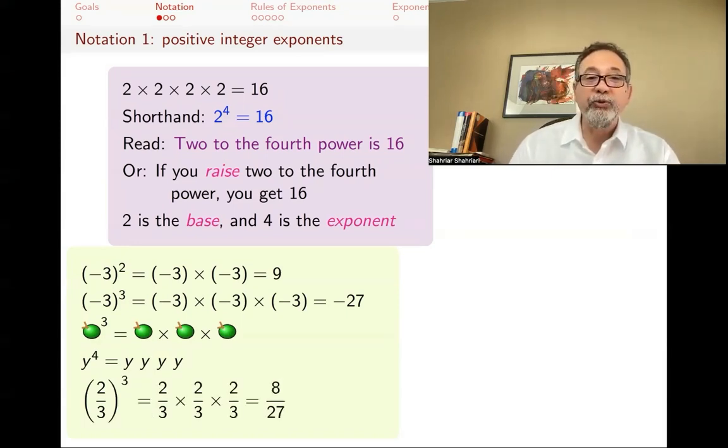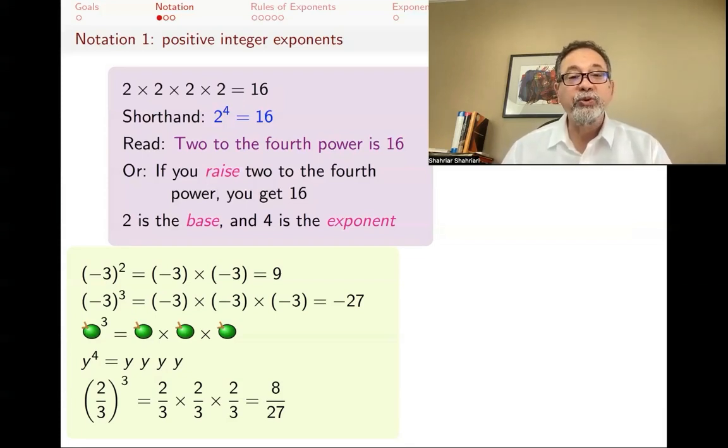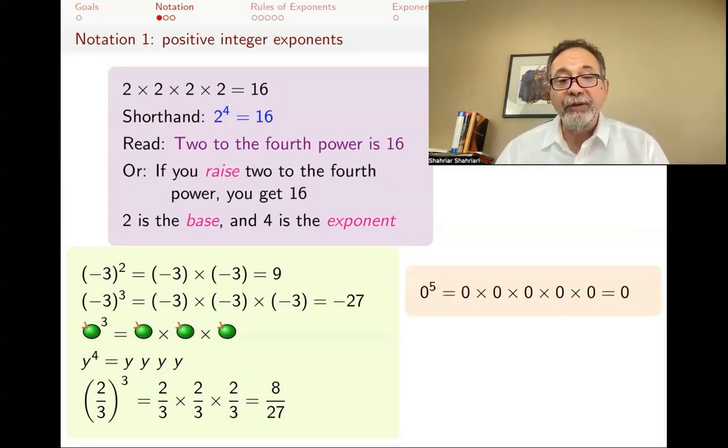When you have fractions and you multiply them, you just multiply the numerators straight up and the denominators straight up. The numerator is 2 times 2 times 2, which is 8. 3 times 3 times 3 for the denominators is 27. So you get 8 over 27. What's 0 to the 5th? Well, that's just 0 times 0 times 0 times 0 times 0, 5 times, and that's a 0. In fact, 0 to anything other than 0 is 0.